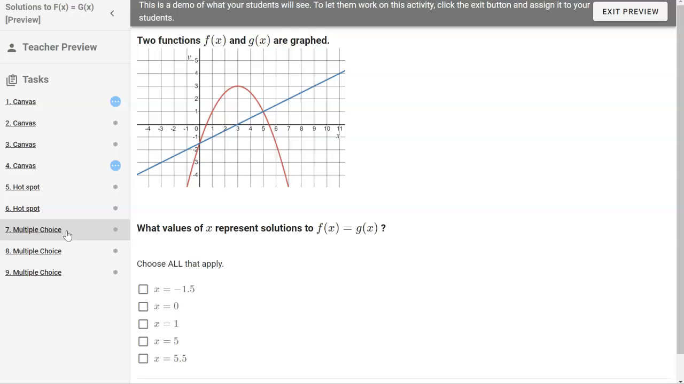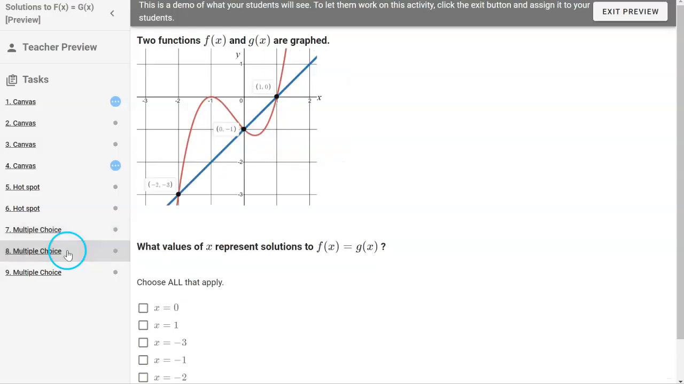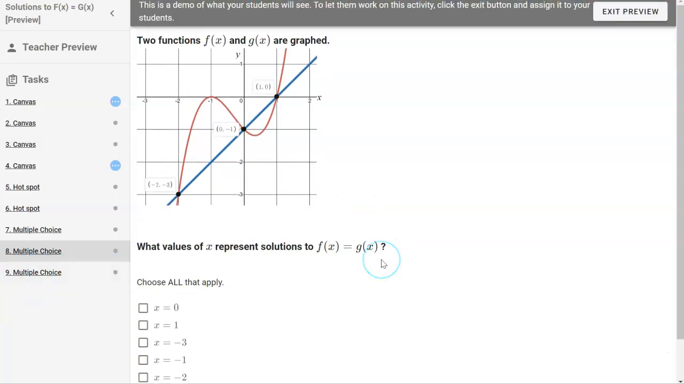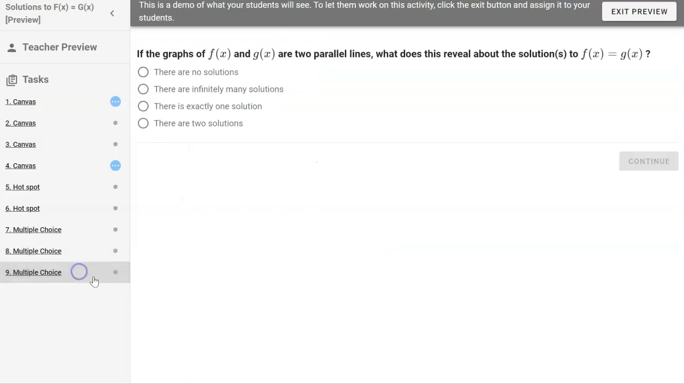So you may have them pay attention to that. And notice it doesn't ask for the points of intersection. It's saying what value of x represents the solution. And so all of these are just looking at the x coordinates of these points. So this is a cubic function, which is technically not an Algebra 1 concept, but that's okay because the concept of the solutions is an Algebra 1 concept.